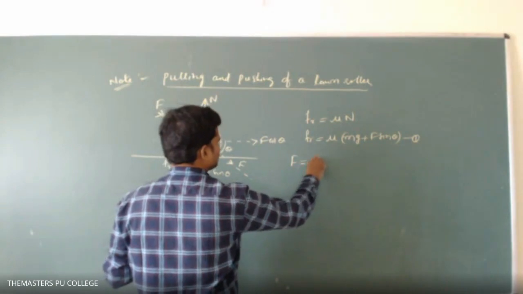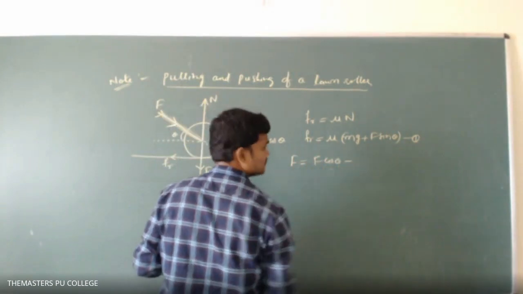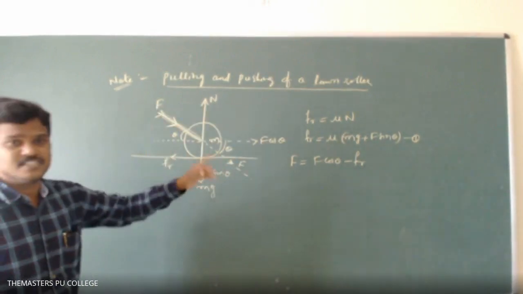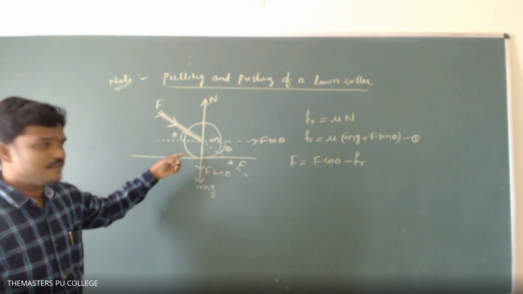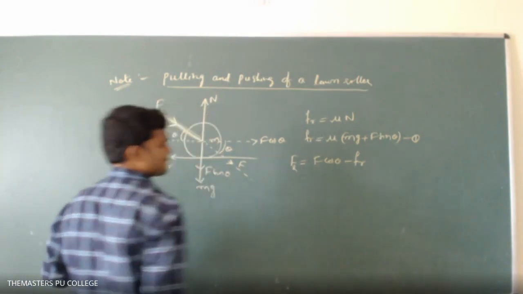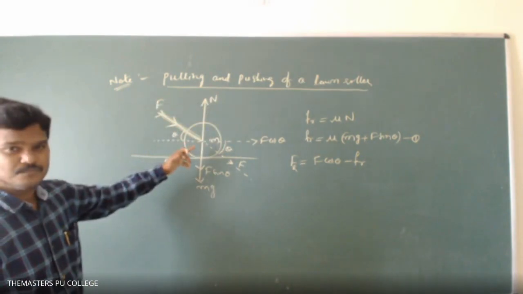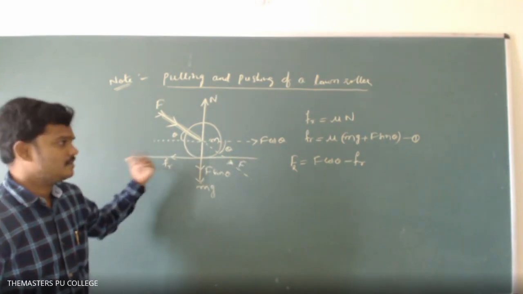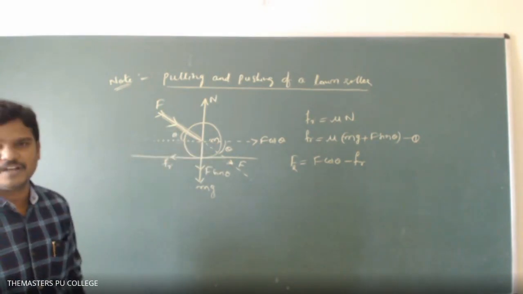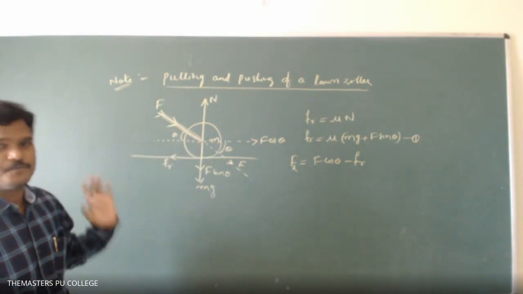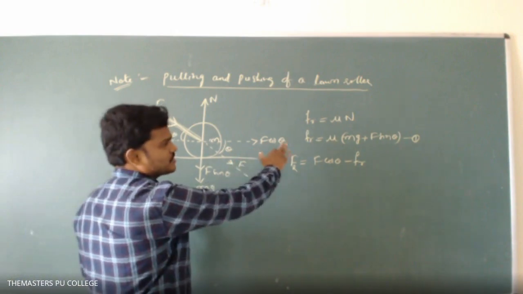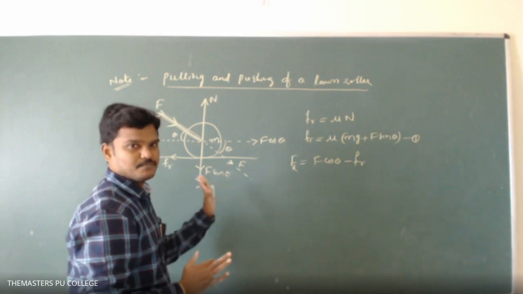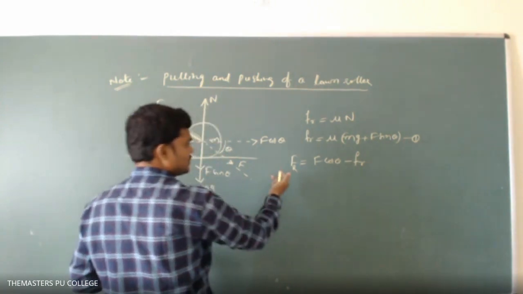Resultant force F equals F cos theta minus Fr. What is the net force acting on the roller? Because the roller is moving to the right side, the resultant is F cos theta minus Fr, the rolling friction. If you want, you can substitute the values and you will get some more equations. The frictional force we are getting is maximum. And this is the net force.